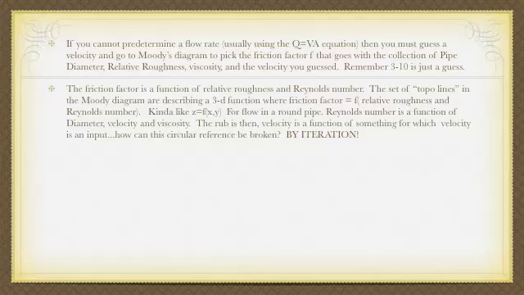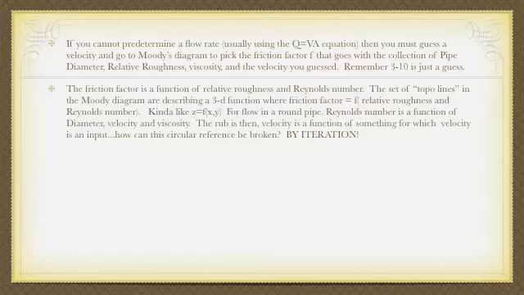When you look at that diagram, you have to realize that the friction factor is a function of both the relative roughness, that picks the particular curve, and the Reynolds number. So what they're describing there is a three-dimensional function where the friction factor f is a function of relative roughness and Reynolds number.